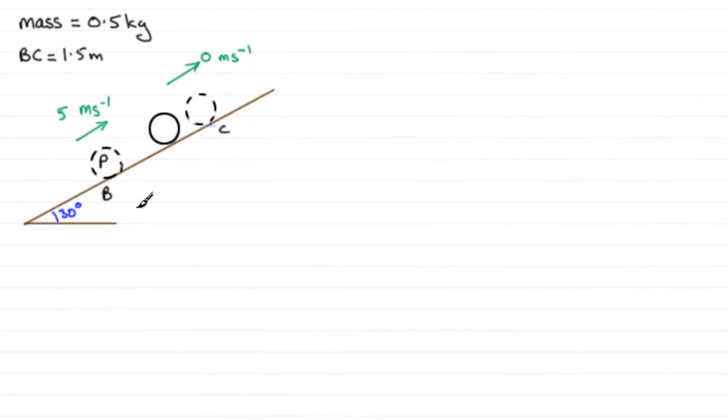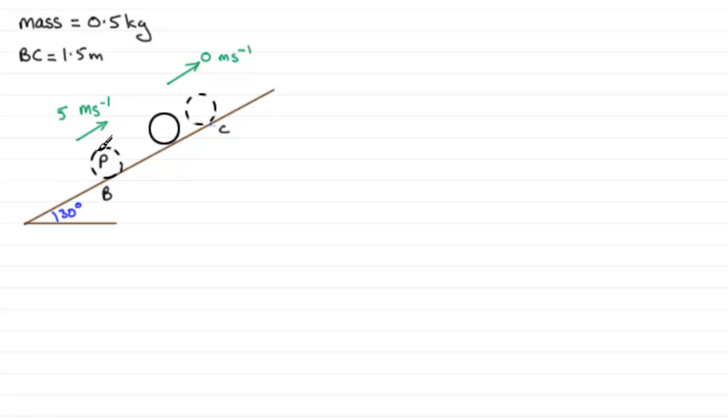Now what I've done here is started to draw a sketch for this next part of the question, where we're told that the particle P then comes to instantaneous rest at this point C on the plane, and BC is 1.5 meters. From B to C we're also told that it's rough, and the coefficient of friction between P and the plane is mu. So we've got to use the work energy principle to find the value of the coefficient of friction mu.